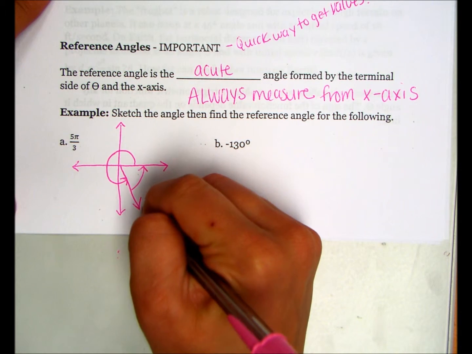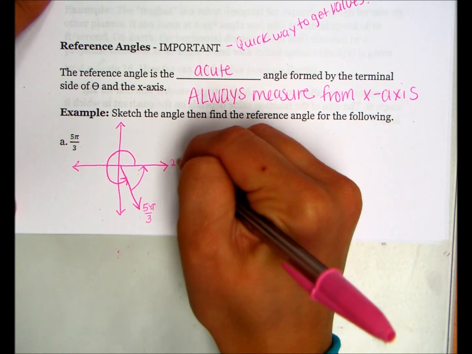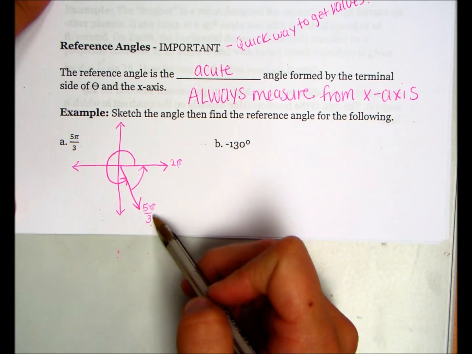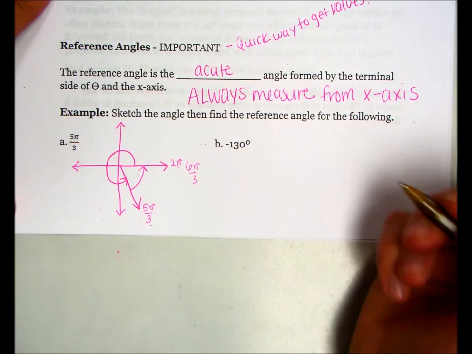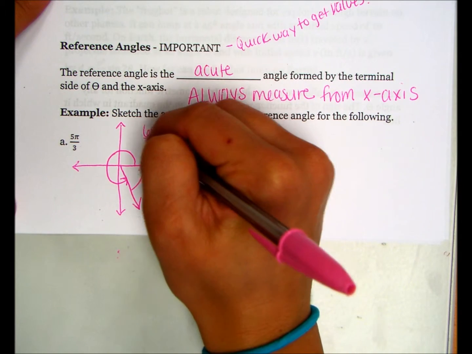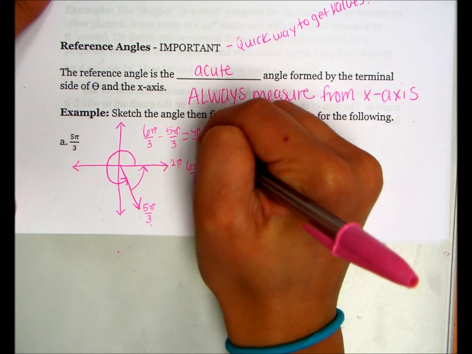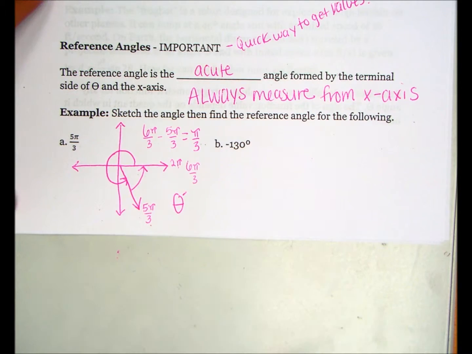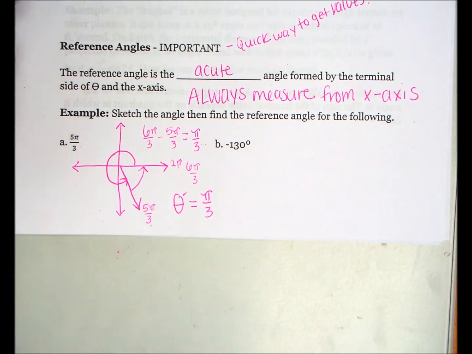Well, I know this is 5 pi over 3 and this is 2 pi. If I put 2 pi in terms of a denominator of 3, that's 6 pi over 3. So if I do 6 pi over 3 minus 5 pi over 3, I'll get my reference angle as pi over 3. We label our reference angle with a theta and a prime symbol. So my reference angle then is pi over 3.